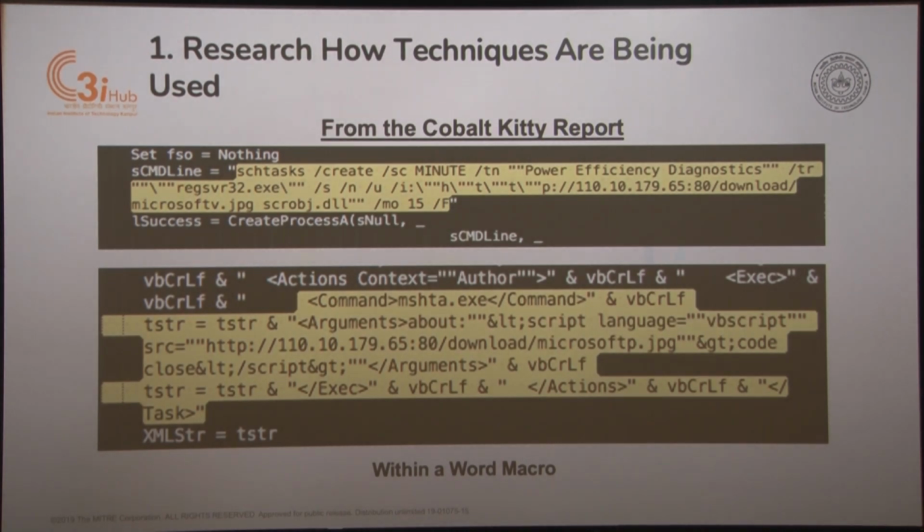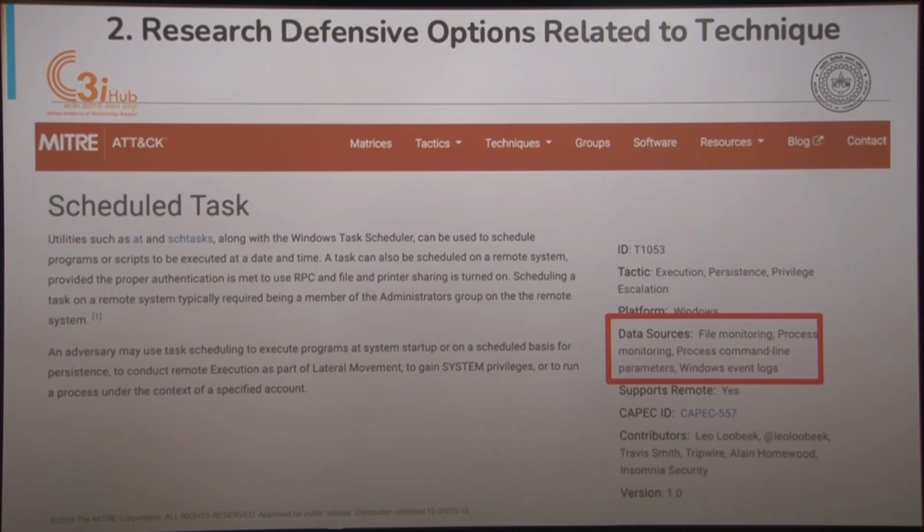So, in the report, if you see there is a scheduling task, the scheduling task is being performed using this command. In the COBOL Kitty report, they are using the SCH task command, and there was a file document which was delivered using the spear phishing email. In that macro section there is some JavaScript code which is scheduling a task.